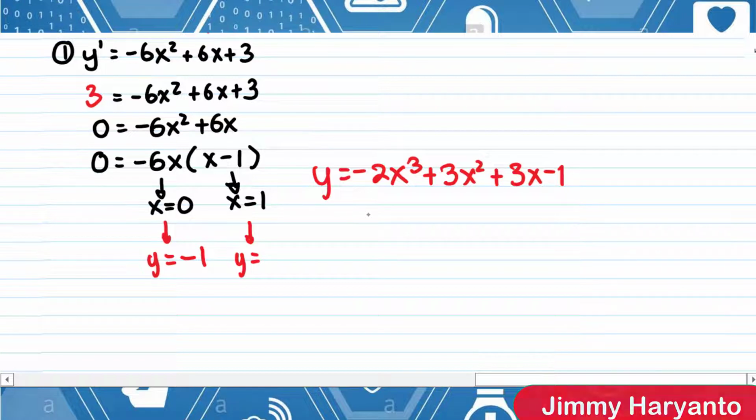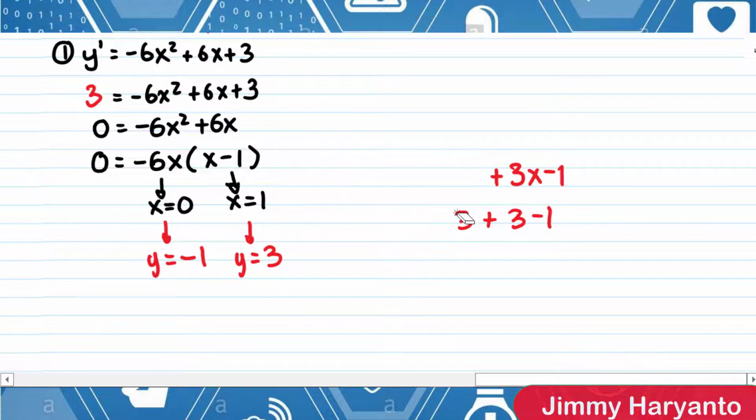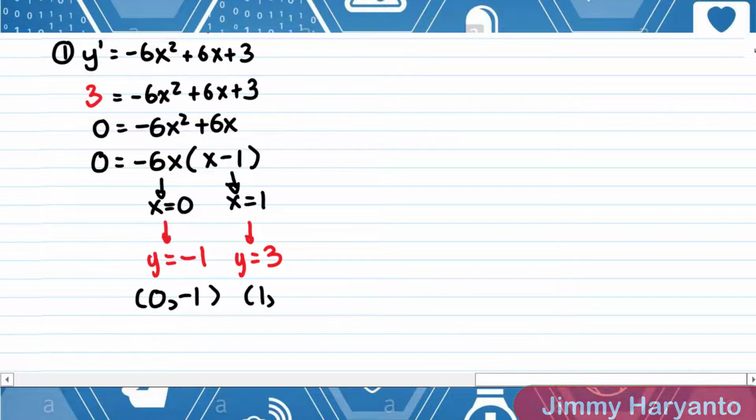And for the 1, you will have negative 2 plus 3 plus 3 minus 1. 6 minus 3 equals 3. And you already got the coordinates. The coordinates are (0, negative 1) and also (1, 3).